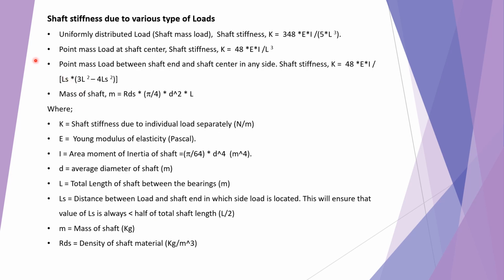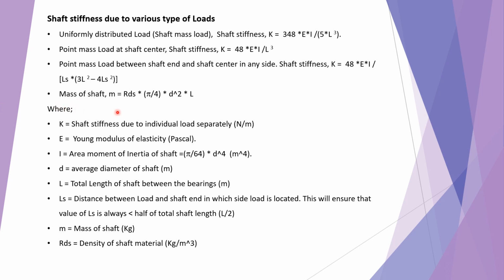Now let us see the stiffness in the same way. For a uniformly distributed load, shaft stiffness K is 384 EI upon 5 L³. For a point load at the shaft center, shaft stiffness K is 48 EI upon L³. For a point mass load between the shaft end and shaft center on any side, K is equal to 48 EI upon [L_S (3L² − 4L_S²)].